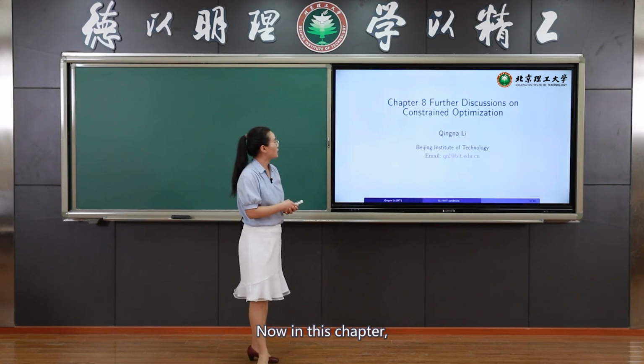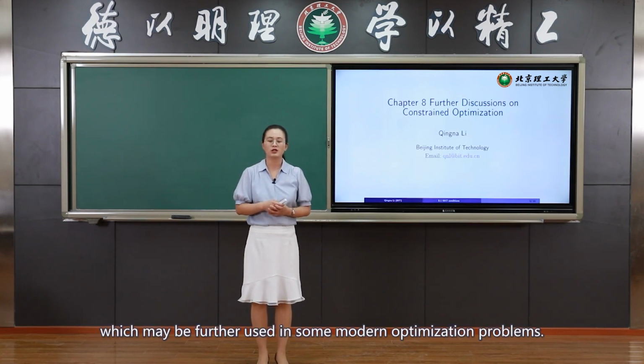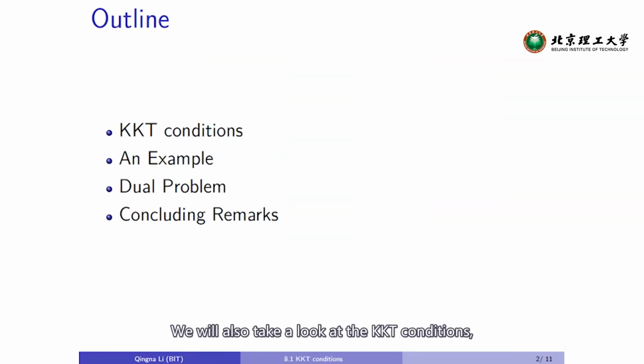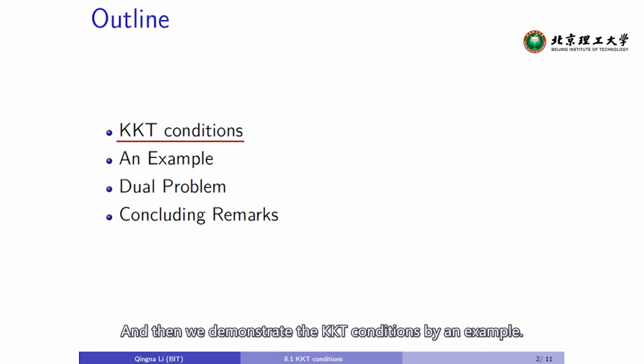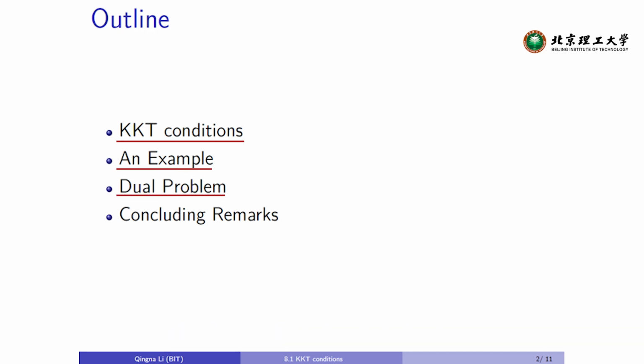In this chapter, we will give further discussions on constraint optimization problems, which may be used in some modern optimization problems. The outline of this chapter is like this. We will take a look at the KKT conditions from another point of view, and then demonstrate the KKT conditions by an example. After that, we will introduce the dual problem, how we derive it from a higher point of view, and finally some concluding remarks.